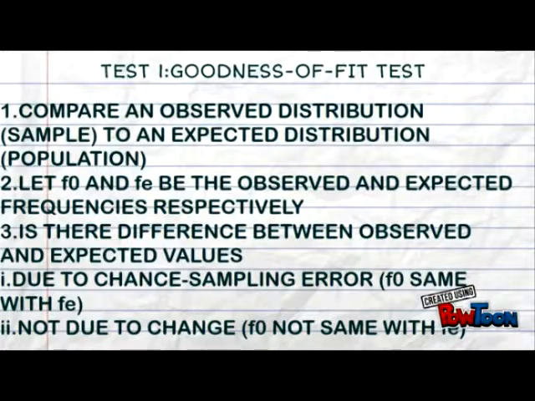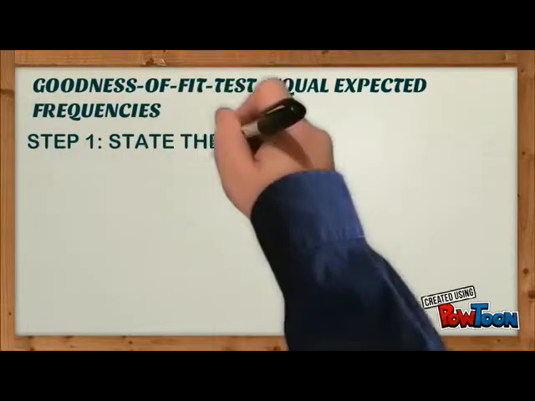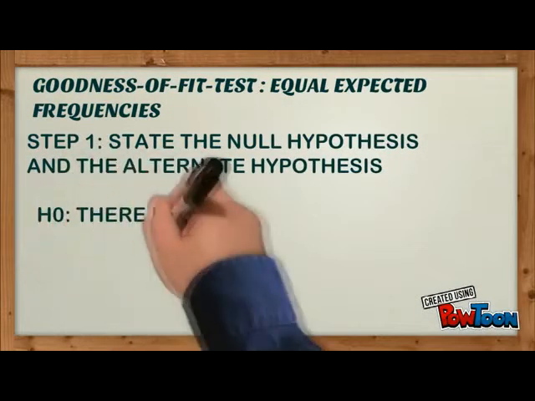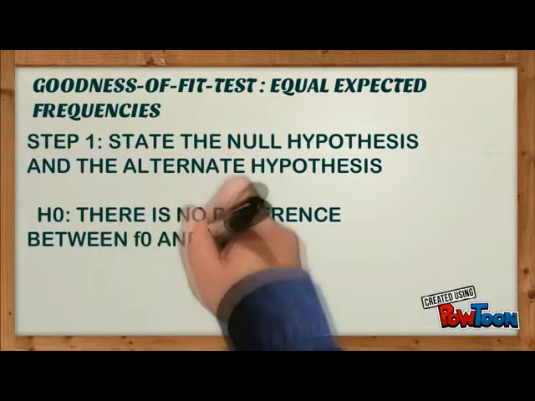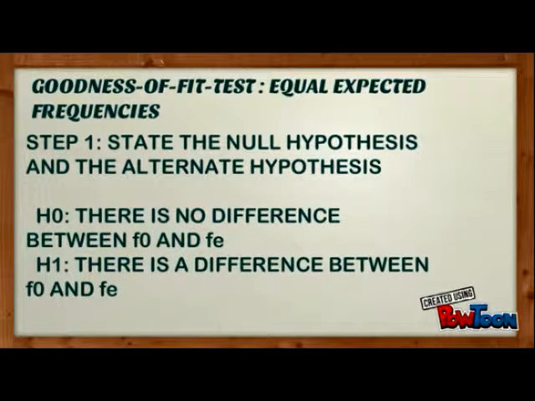Inversely, not due to chance. FO is not the same as FE. The illustration of this test involves the case in which the expected cell frequencies are equal. The first step in conducting the significance test is to state that there is no difference between FO and FE in the null hypothesis, while there is a difference between FO and FE in the alternative hypothesis.